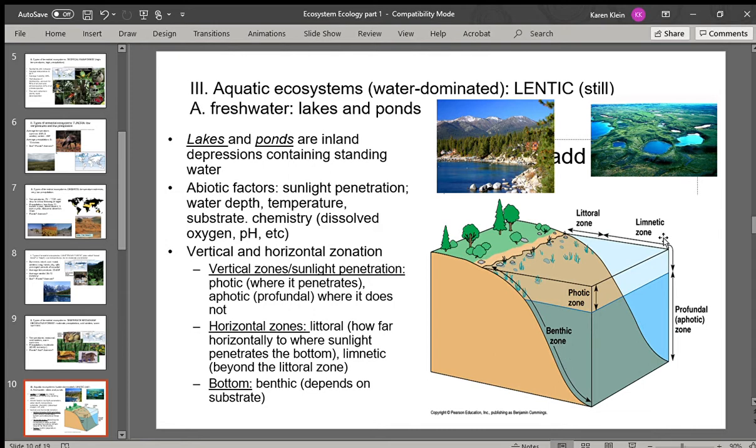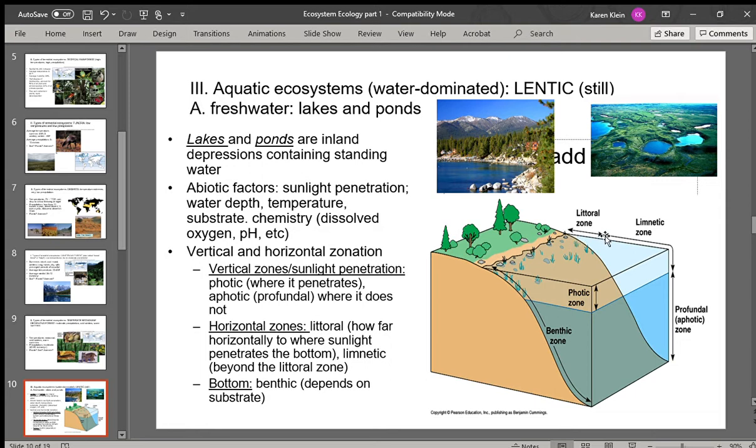Now horizontally, you have a littoral zone and a limnetic zone. Now your littoral zone is the most productive, most biodiverse, and that's because what defines the littoral zone is how far horizontally sunlight penetrates to the photic zone, if that makes sense. Or I should say, I'm sorry, as far as sunlight reaches the bottom of the lake or pond, the floor of the pond, or the benthic zone. I'm trying to spit this out.